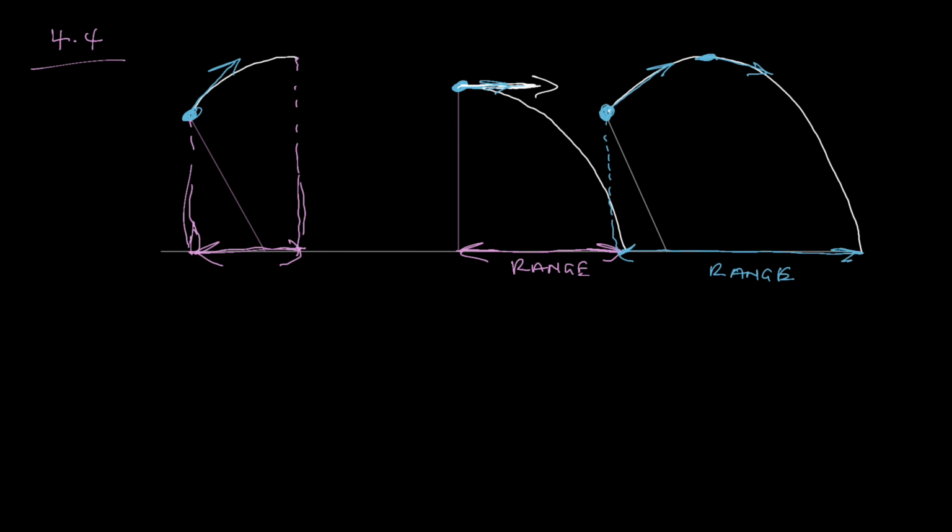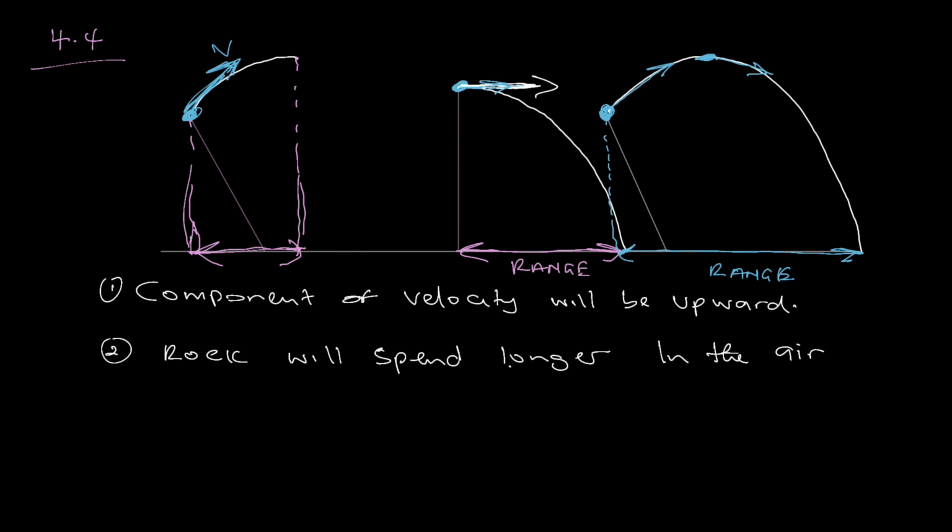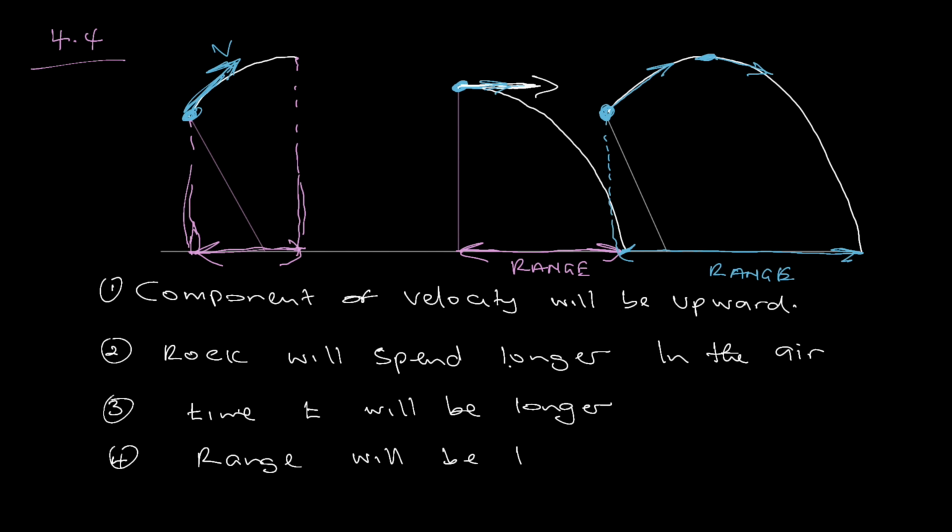Now we can write that the component of velocity will be upward. So that means it's going up in this direction. That's the component of velocity there, going up. And that's number one. Number two is that the rock will spend more time, or spend longer, in the air. And number three, time, t, will be longer. Also, number four, range will be longer.